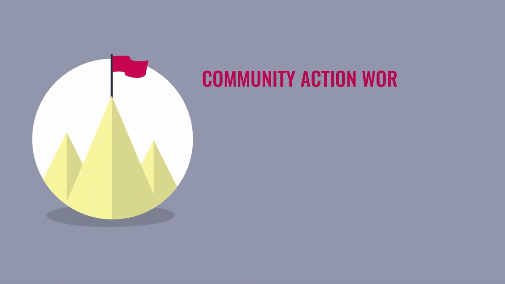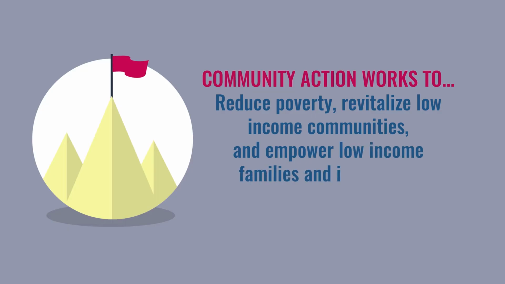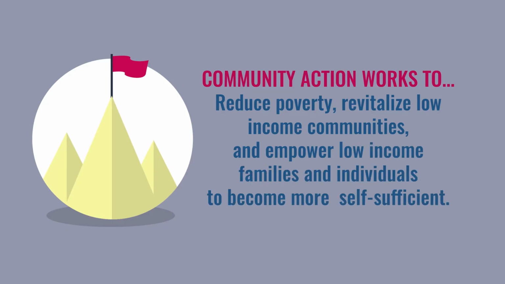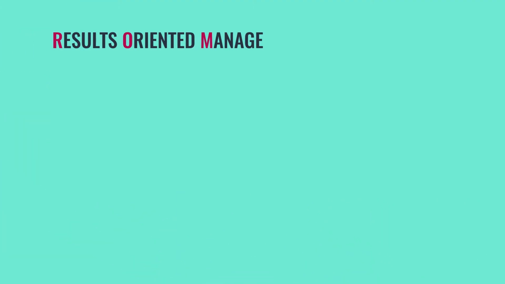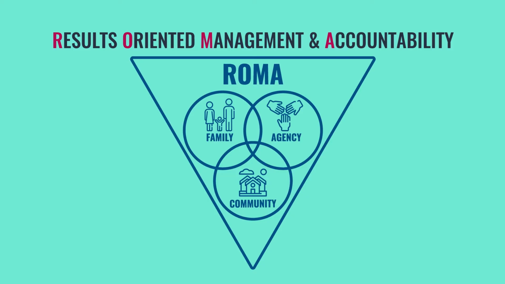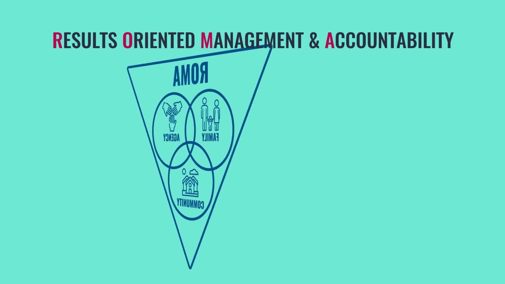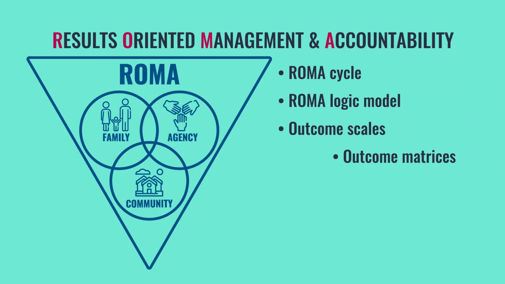The Community Action Network works to reduce poverty, revitalize low-income communities, and empower low-income families and individuals to become more self-sufficient. The CSBG national goals focus this effort, and Results-Oriented Management and Accountability, or ROMA, is the performance management framework community action agencies use to meet our goals and hold ourselves accountable for the actual results we are producing. The ROMA framework gives us tools such as the ROMA Cycle, logic models, outcome scales, and outcome matrices. In this video, we'll briefly introduce you to some of these tools and important ROMA concepts.